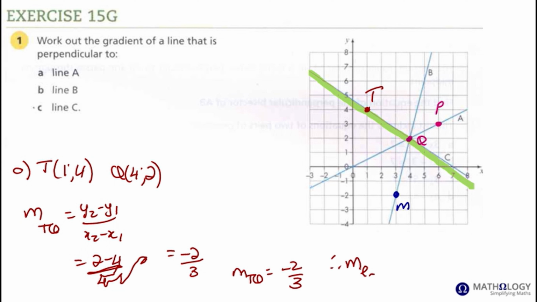Therefore, for the gradient of the perpendicular line, it doesn't matter that we keep on calling it line 2, they're different problems each time. The gradient of line 2 that's perpendicular to line C, or line TQ, will be the negative reciprocal of minus 2/3. So the negative of a negative is positive. We don't have to write the positive in. And the reciprocal of 2/3 is 3 over 2. So the gradient of the second line is 3 over 2. Again, we are not writing this as 1.5. We are leaving it as fractions.